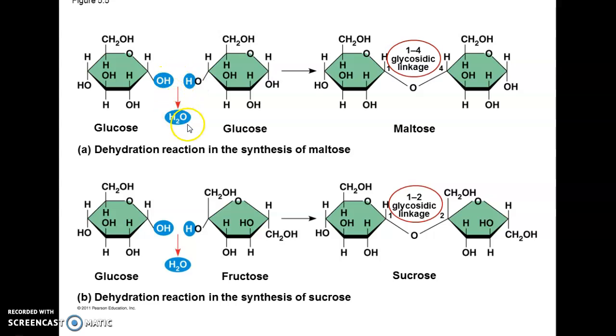Again, here's our dehydration synthesis reaction, joining things together by removing those waters. And remember that when we form these covalent bonds in carbohydrates, they're called glycosidic linkages. Remember, each of our organic molecules will have a different name for their covalent bonds, but carbs have glycosidic linkages.